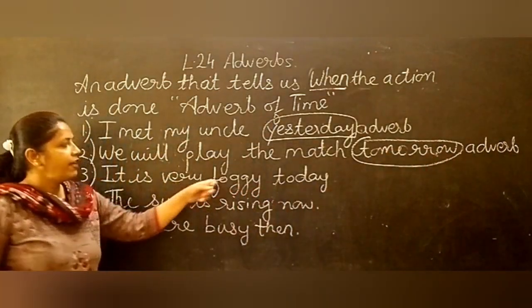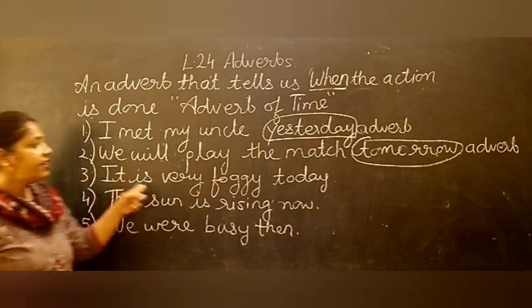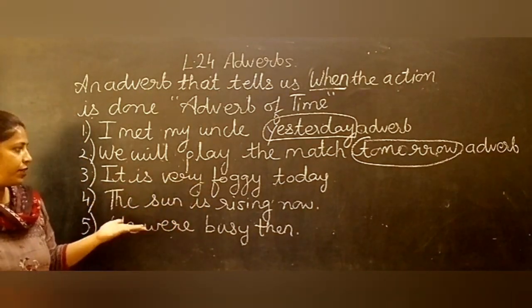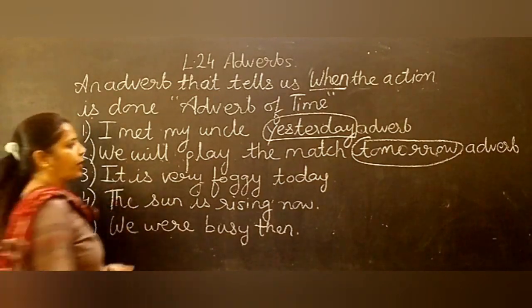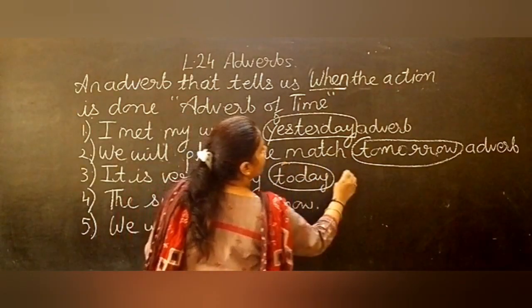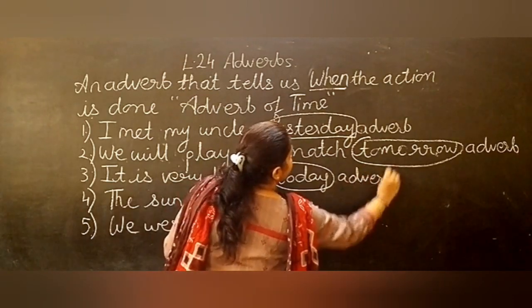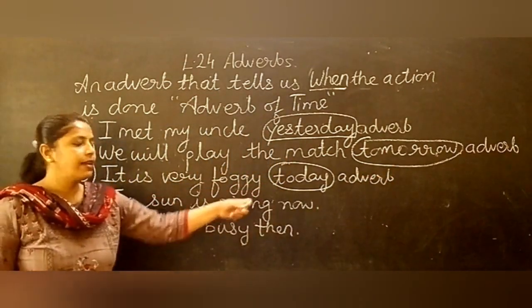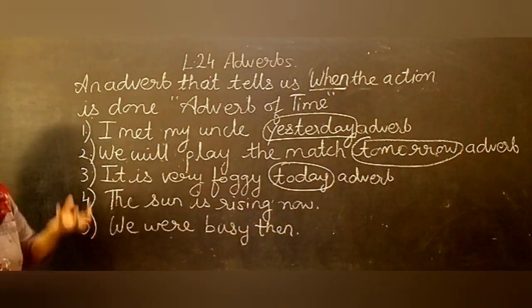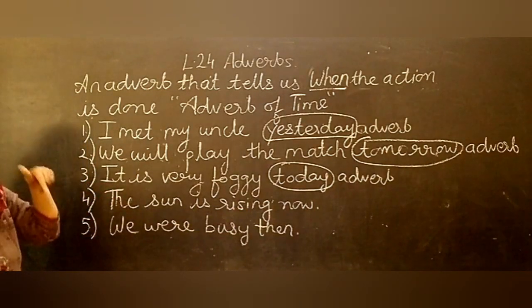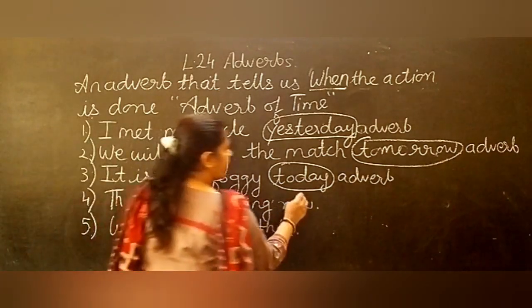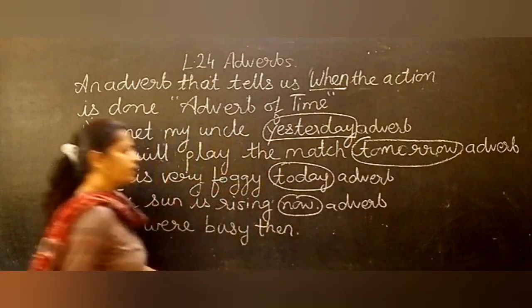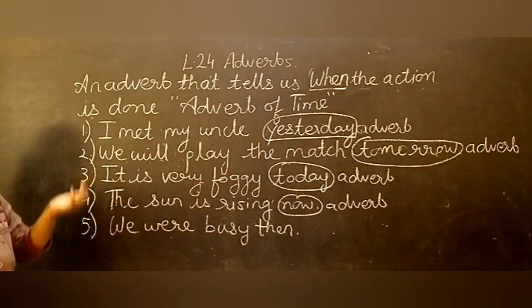It is very foggy today. When is it foggy? Today. So you are asking the question, when is it foggy? Today. So today is our adverb as it is suggesting us the time. The sun is rising now. The action of rising, when is it happening? Just now. So now is our adverb. It is showing us when the action is happening.